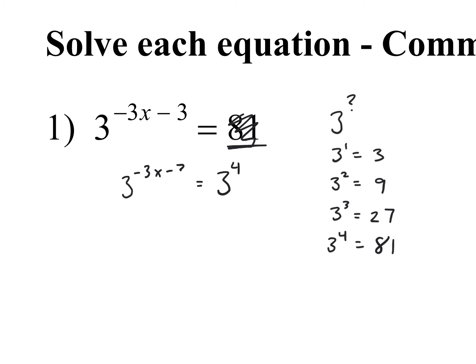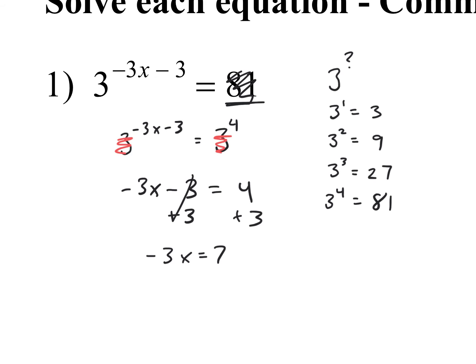What do we do once we get the same base? Cancel them out. Okay, so we set the exponents equal. We have negative 3x minus 3 is equal to 4. There we go. And now we add 3. So negative 3x is equal to 7. And now what should we do? Divide by negative 3. So x is equal to 7 divided by negative 3.